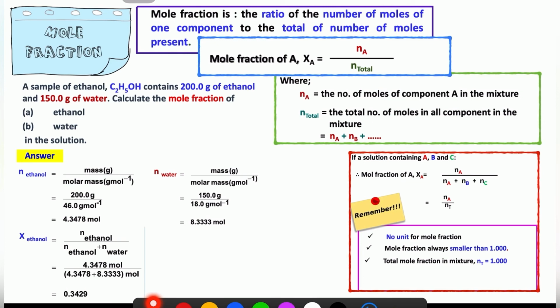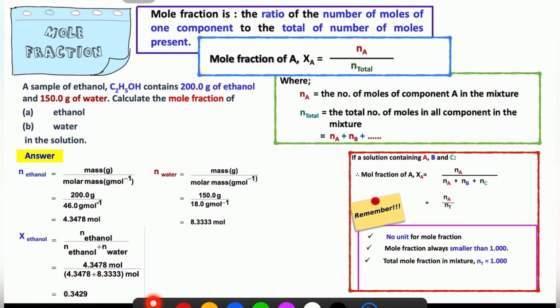Then, using the formula of the mole fractions, you have to note that if it gives you the components, you cannot use A, B, C. You have to specify what the component given in the question is. For example here, it gives you ethanol. So mole fraction of ethanol equals the mole of ethanol divided by total mole of ethanol and water. So you will get 0.3429. This is the mole fraction for the ethanol.